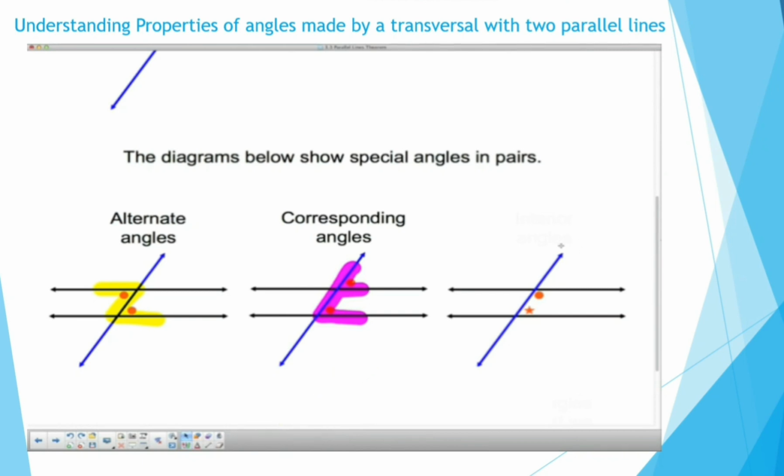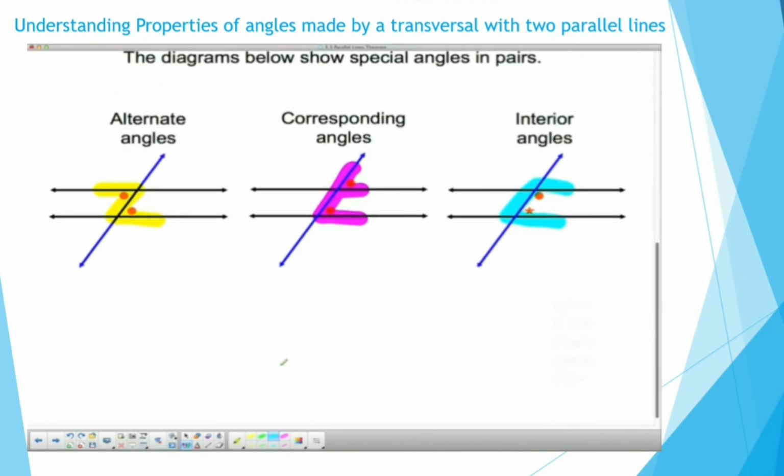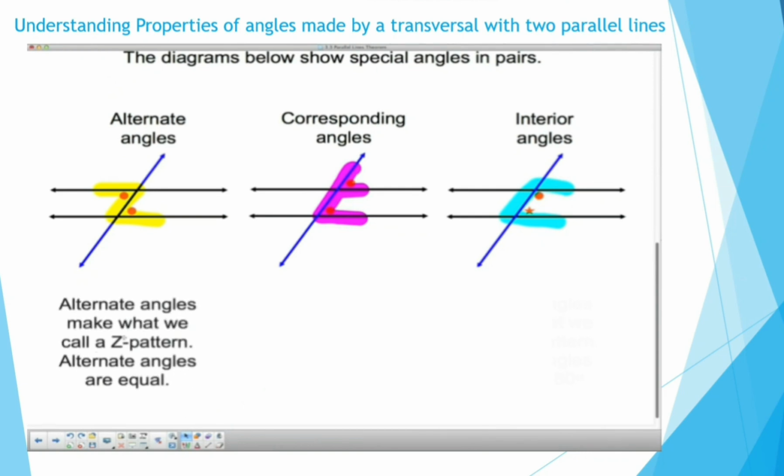And lastly, interior angles. Interior angles form a C pattern. And notice I didn't mark them with the same symbol. That's because interior angles aren't equal. Here's what we know about these angles in here. Alternate angles make a Z pattern. Alternate angles are equal.